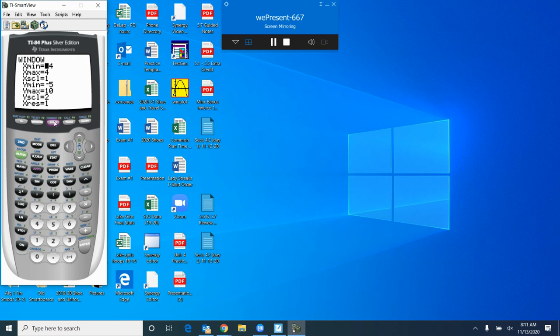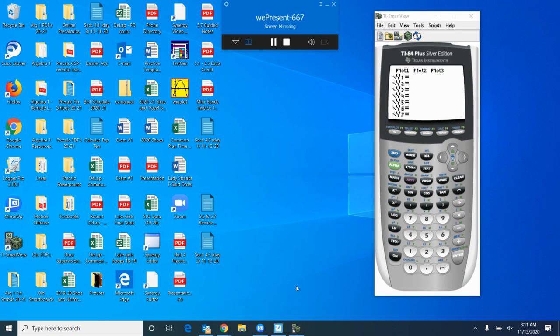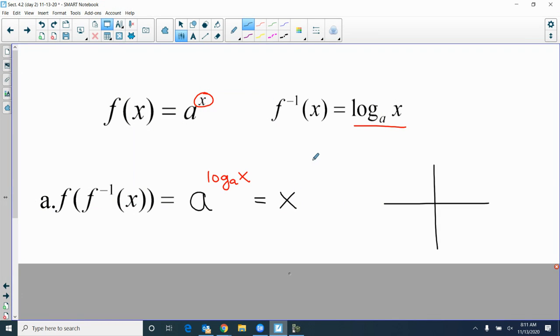Window. I'm going to change my window. Zoom 6. All right, let's see what we got here. So we're just doing base 10.